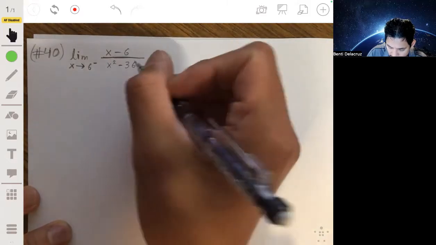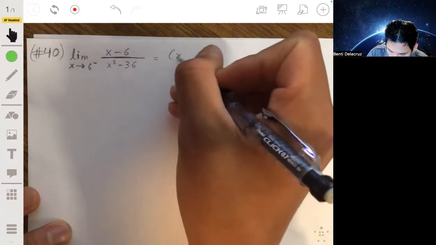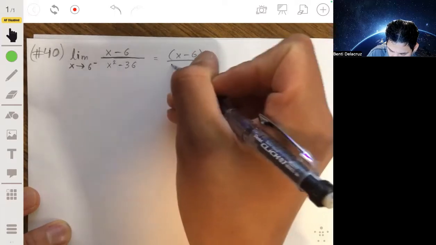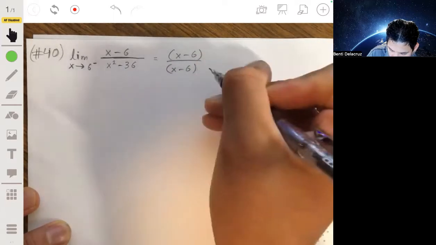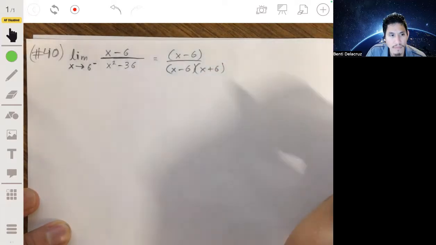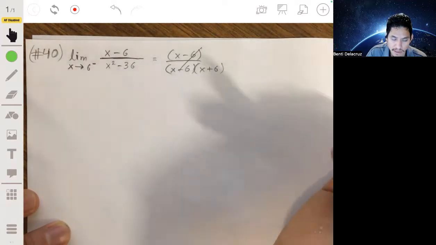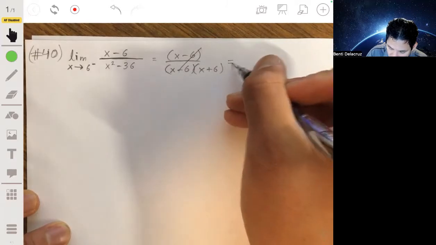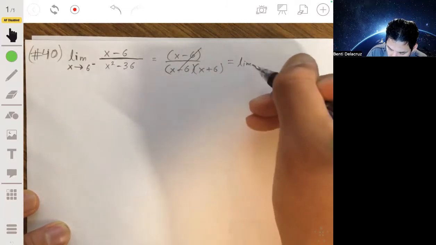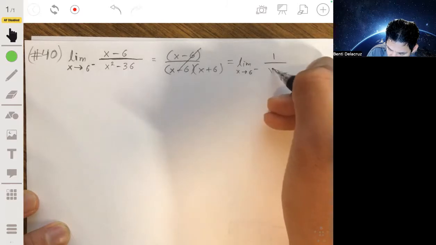So here you can just factor. You can leave the top as x minus 6, but you can factor the denominator as x minus 6 times x plus 6. Then you can cancel those x minus 6 groups out, and you're left with the limit as x approaches 6 from the negative side of 1 over x plus 6.